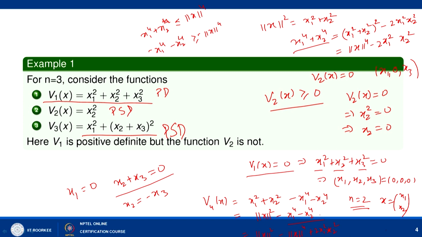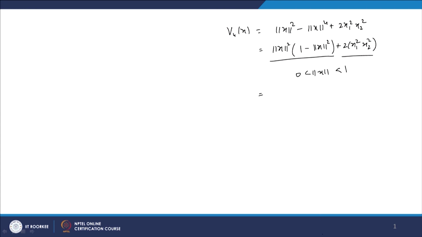So, let us use this here. V4(x) we have written as norm of x square minus norm of x to the power 4 plus 2 times x1 square x2 square. Now, we simply take the first two terms, and take the norm of x square out: 1 minus norm of x square, plus 2 times x1 square x2 square.